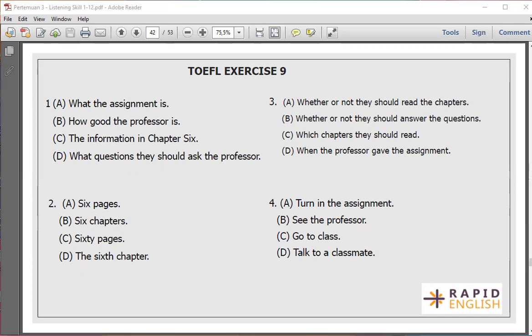What are the man and woman discussing? Number 2. How much are they supposed to read? Number 3. What part of the assignment is unclear? Number 4. What will they probably do next?